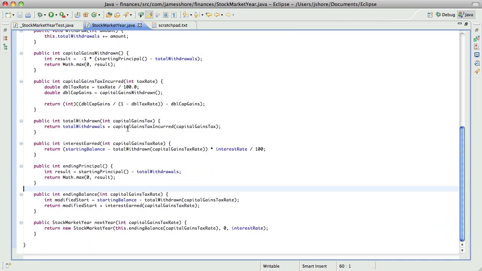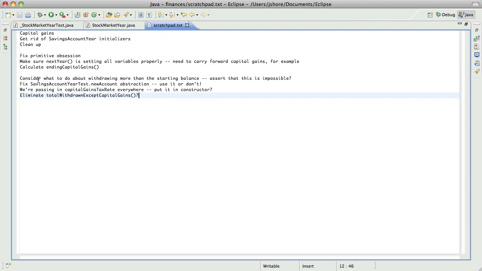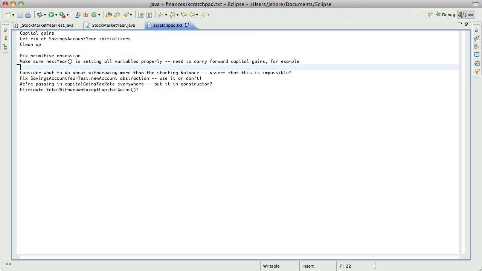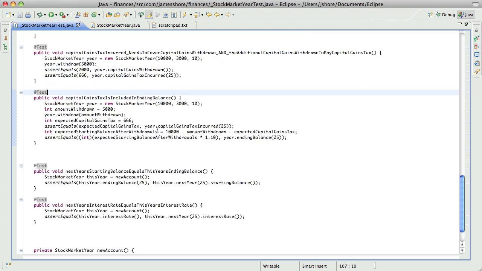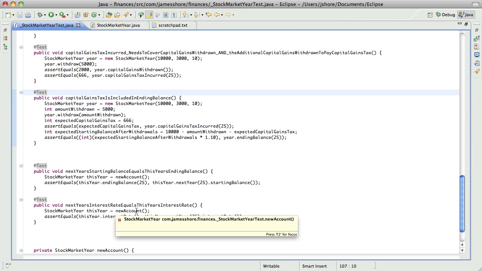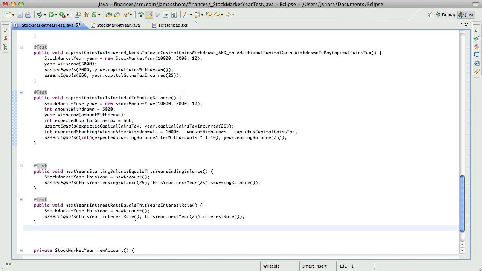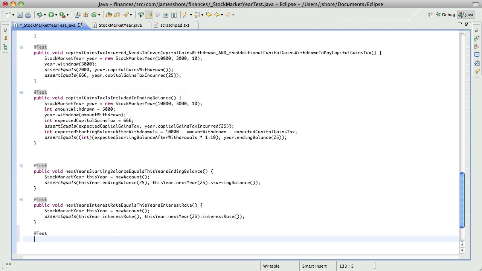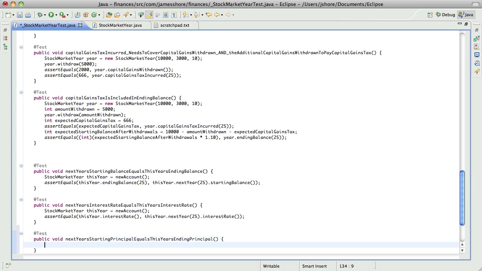There's only one thing left to do that I know of that's actually a feature. And that is we have to make sure that next year is being done properly. So next year's starting balance equals this year's ending balance. And next year's interest rate equals this year's interest rate. And then, of course, next year's starting principal equals this year's ending principal. If we do that, I think we've done everything we need to do.